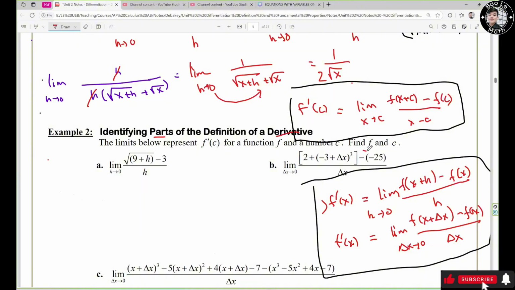In order to find f and c, we're going to look at the one under the radical side. Alright, so we have f of s equals square root of s, right? And in order to find the value of c, you're going to substitute c for s, so it's going to be f of c. Look at this one right here, f of c equals square root of c, and this guy actually equals 3 right here.